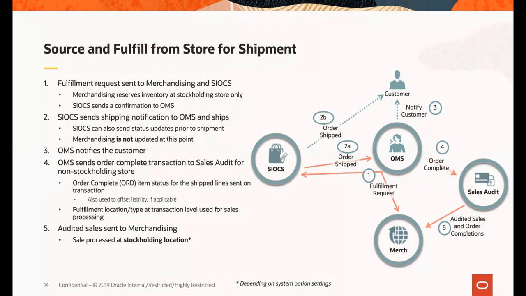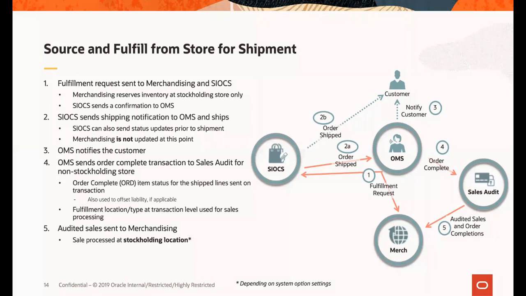And then the last one that I wanted to use as an example is when the order is going to be fulfilled from the store and shipping to the customer from the store. So again, the process starts with order management sending the fulfillment request. In this case, it sends it to both merchandising and SIOX. Merchandising for this type of scenario really only does the reservation at this point. And again, that goes into the customer reserve bucket on item stock on hand. And then most of the processing is happening in the store via SIOX after that.